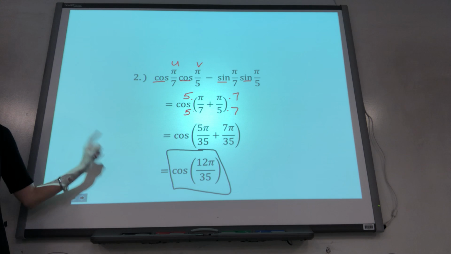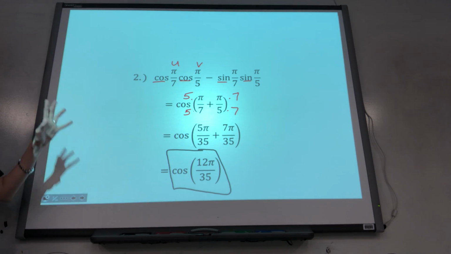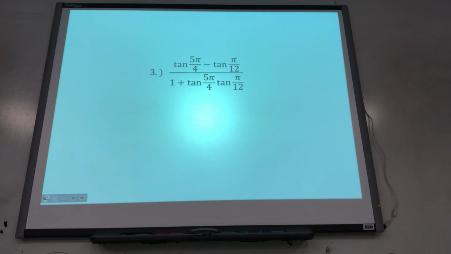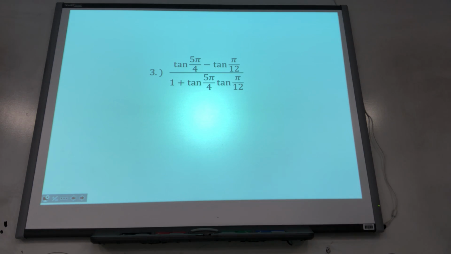Okie dokie. Questions so far? All right, there's one more of these. I just want to try one that has tangent. So tangent of 5 pi over 4 minus tangent of pi over 12 all over 1 plus tangent of 5 pi over 4 times tangent of pi over 12.